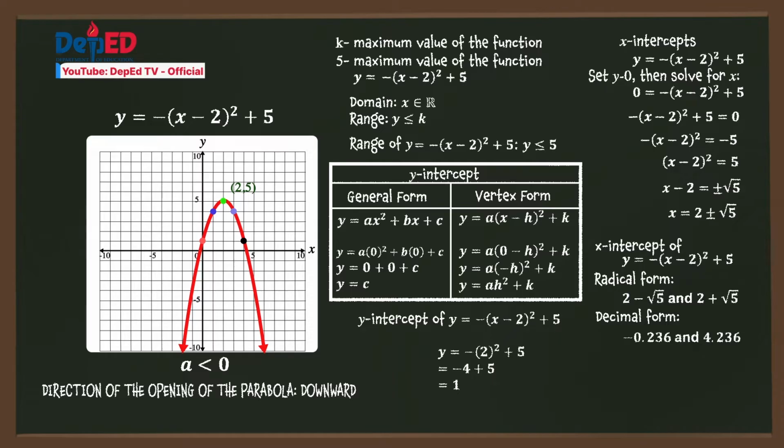Lastly, there is a line that divides the parabola into two so that one half of it is a reflection of the other. This line is called the axis of symmetry, a vertical line that is described by the equation x = h, where h is the x-coordinate of the vertex. The parabola that represents the function y equals the negative of the square of x minus 2, plus 5, is divided by the axis of symmetry x = 2.